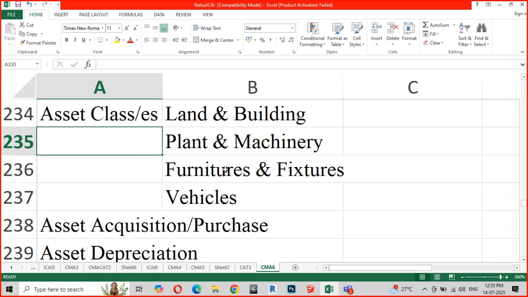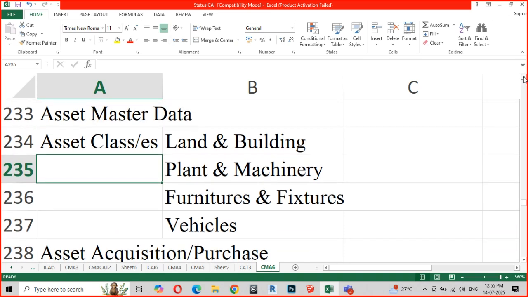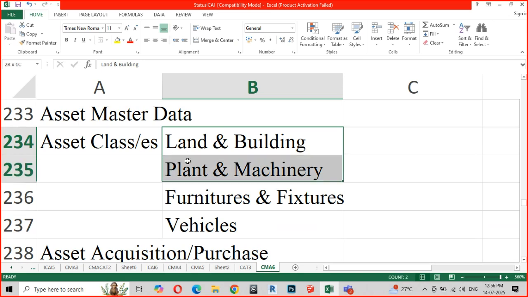So the way you categorize your fixed assets, they are called your asset classes. Just like your vendor account groups, GL account groups, and customer account groups, same thing, you have different assets being classified as your asset classes. SAP has provided these standard asset classes. SAP has already got these asset classes inbuilt.